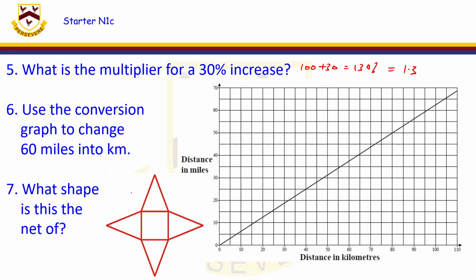Use a conversion graph to change 60 miles into kilometers. So 60 miles. Remember, we have to draw a line across where it hits, and it's just beyond the corner of the grid there, and comes back down. Whoops, that's terrible. It's about there. And that's the worst line I've ever seen. And that's going to be 96 kilometers approximately.